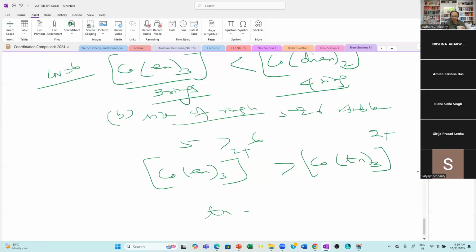Tn is trimethylene diamine; it will form a 6 member ring.